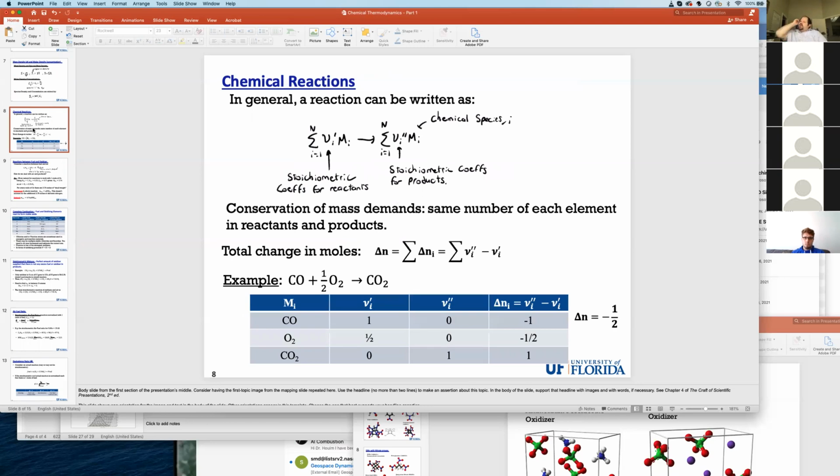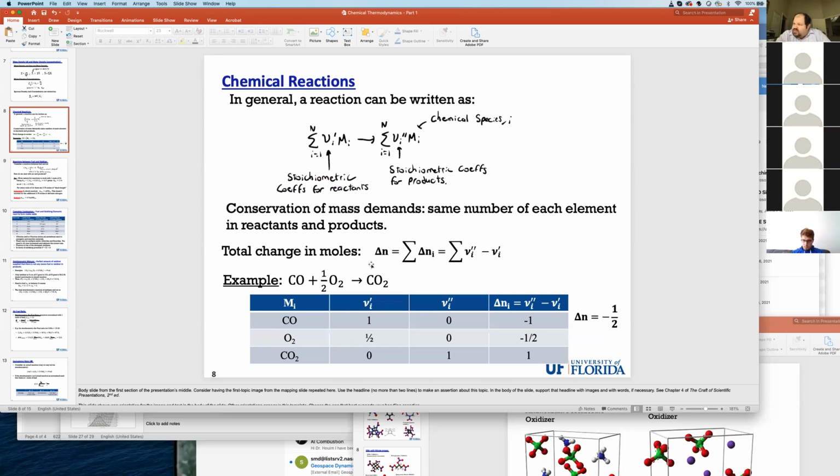Okay, so now we're going to discuss chemical equilibrium, and I just need to get some notation out of the way. For chemical reactions in general, a reaction can be written as the sum over all species of nu i prime of species i. So this M here means chemical species i, so that could be H2O, CO2, etc. And this nu i prime is the stoichiometric coefficient in front of that species.